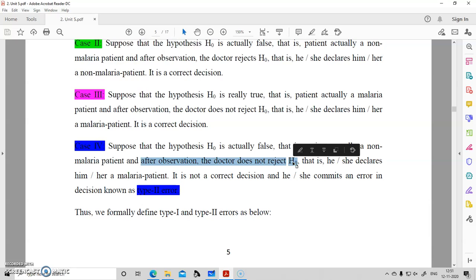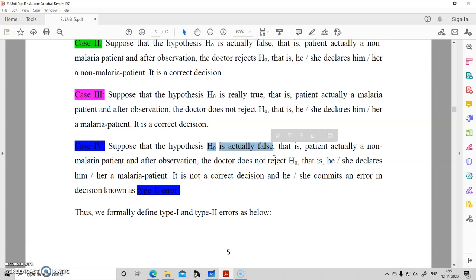If you reject H naught, that means the patient is not a malaria patient. If you do not reject, it means that you accept that your patient is a malaria patient. Here the doctor does not reject it, which means the patient is actually a malaria patient. That is what the doctor says. But what is the true scenario? The actual scenario is that H naught is false.